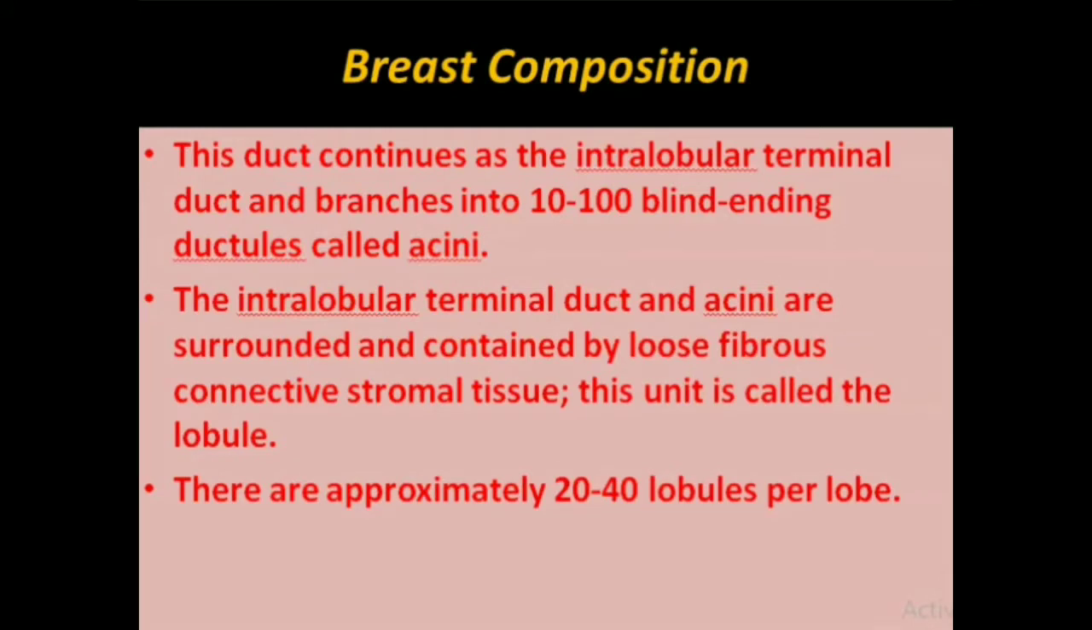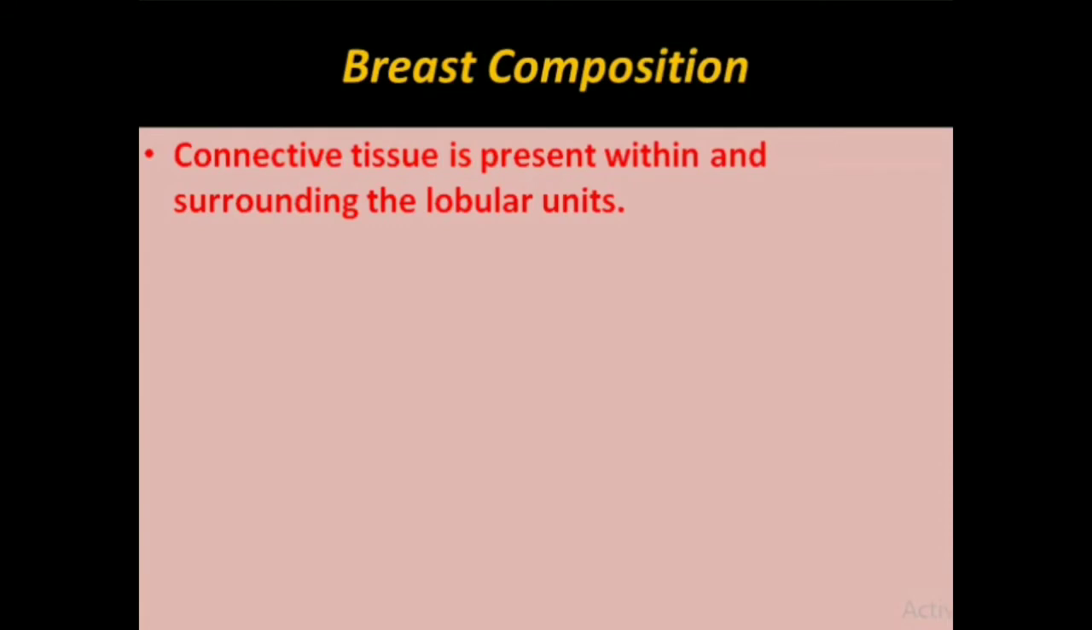This duct continues as the intralobular terminal duct and branches into 10 to 100 blind-ending ductules called acini. The intralobular terminal ducts and acini are surrounded and contained by loose fibrous connective stromal tissue. This unit is called a lobule. There are approximately 20 to 40 lobules per lobe. The connective tissue is present within and surrounding the lobular units.